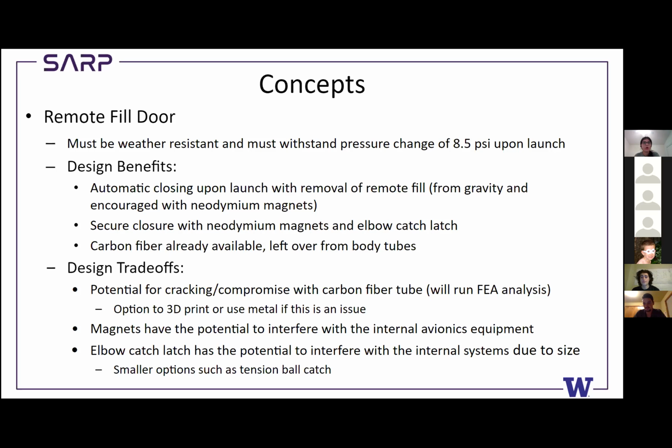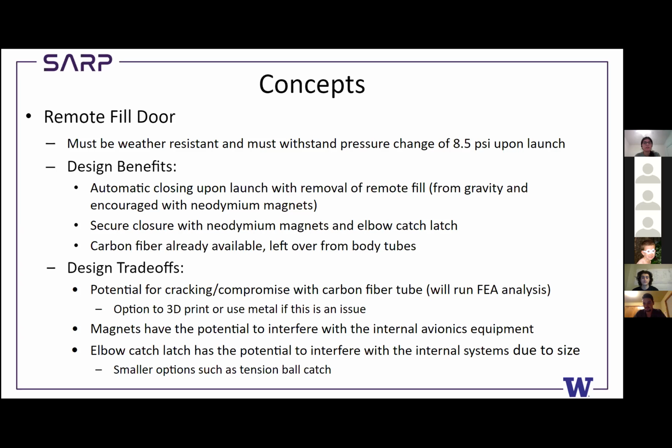And a bonus is that we already have the carbon fiber available left over from cutting the body tubes, so we wouldn't need to spend any money on that. There are some trade-offs though. There is a possibility that the carbon fiber won't be structurally sound for this. We're going to run FEA to investigate this, but we do have the option to 3D print the doors if the carbon fiber proves to be an issue.